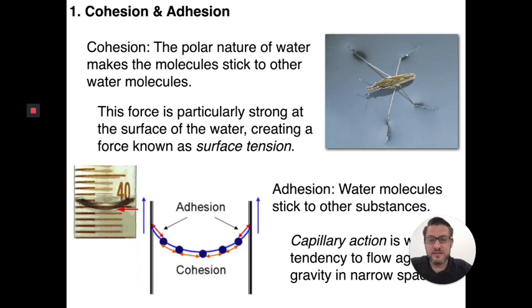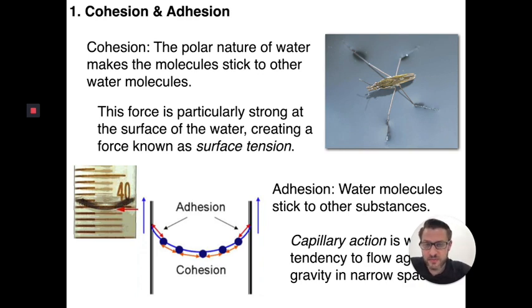The reason why some insects can do this is because the surface tension is strong enough to hold up that insect despite the forces of gravity trying to pull the insect through. So essentially, the bond between those water molecules is going to be stronger than the force of gravity. The other characteristic we have here is adhesion. Adhesion is where water molecules have a tendency to stick to other molecules other than water.